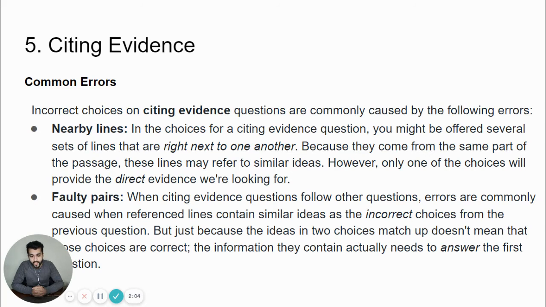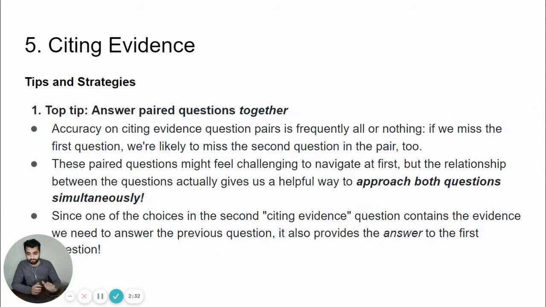Faulty pairs. When citing evidence questions follow other questions, errors are commonly caused when referenced lines contain similar ideas as incorrect choices from the previous question. But just because the ideas in two choices match up doesn't mean the choices are correct. The information they contain actually needs to answer the first question. Alright, so you have to be careful of these two things.